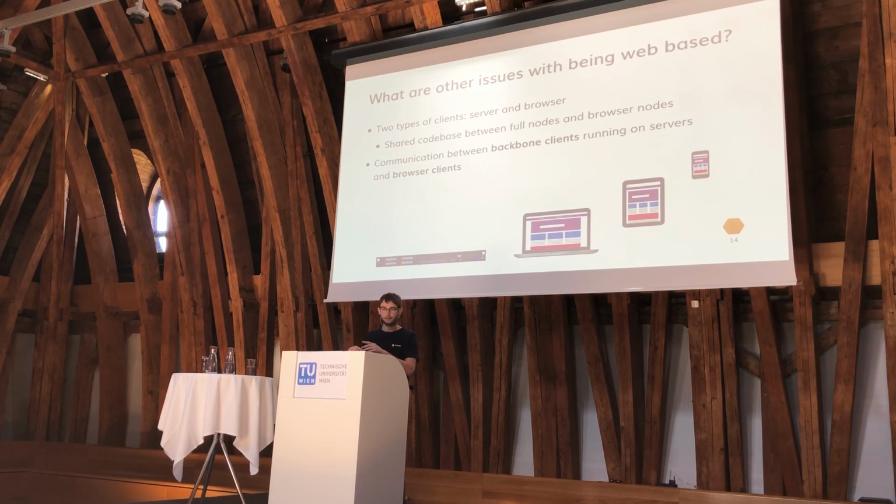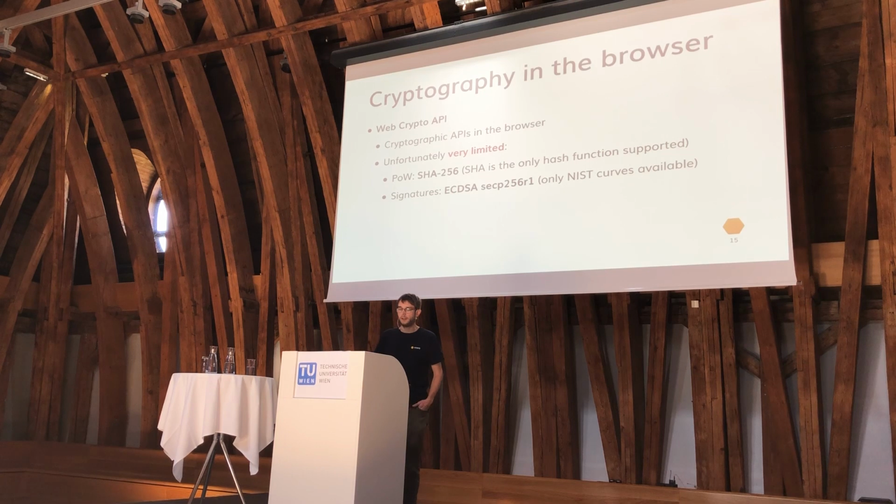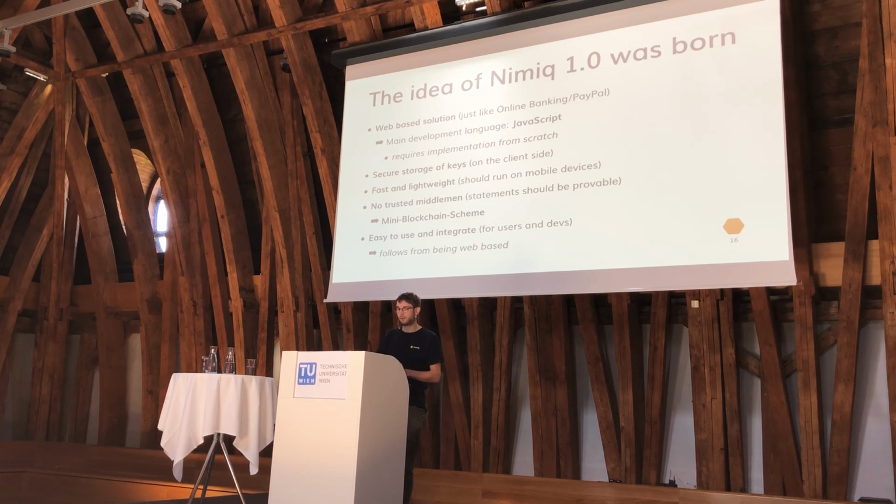So these were two of the issues that we encountered, and the third one is, how do we manage the cryptography in the browser? There is something called Web Crypto API, and this is a cryptographic API exactly for browsers. It's implemented by the browser, and so we thought, oh, that might be actually quite good because it should be fast enough, but it's also very limited. So it only supports one hash function, which is SHA, so we had to use that for the proof of work. And signatures, it supports ECDSA, but only with NIST curves, and so we had to use that for now as well. It's not really ideal, but that's what we started with, basically. Okay, and that's how this whole idea of this blockchain in the browser started.